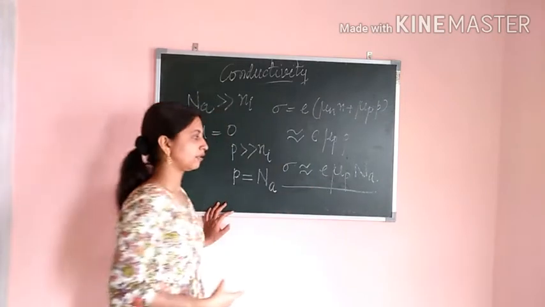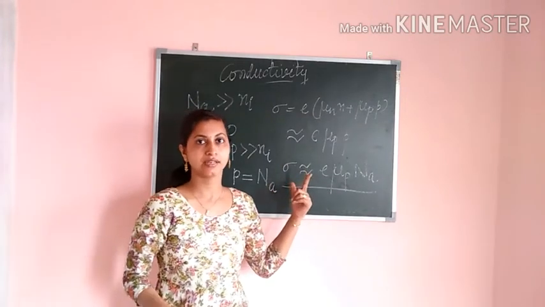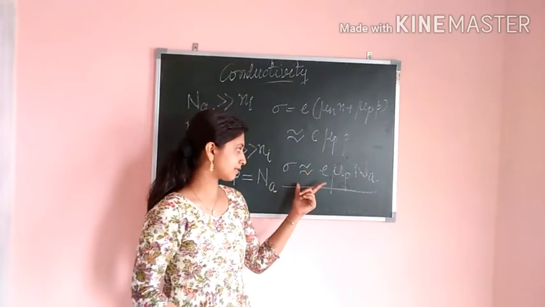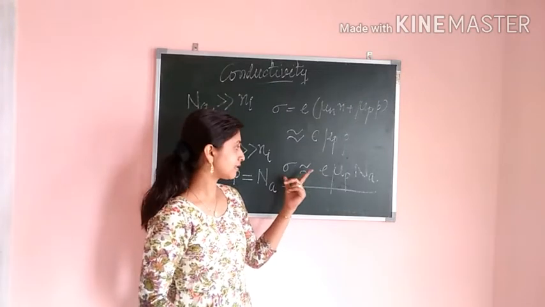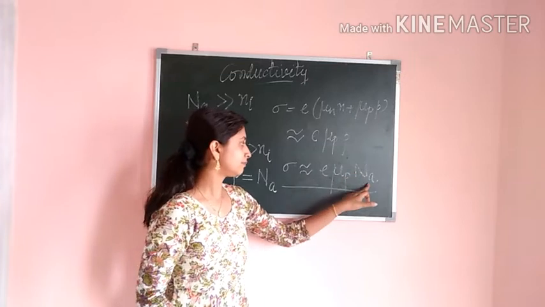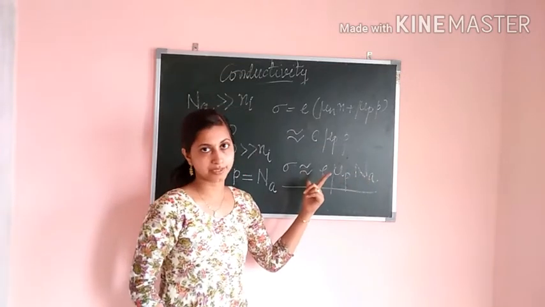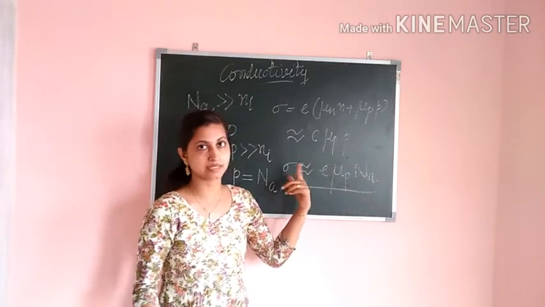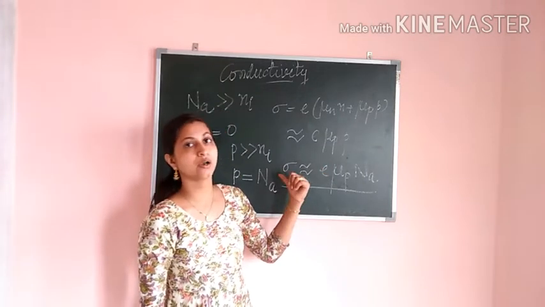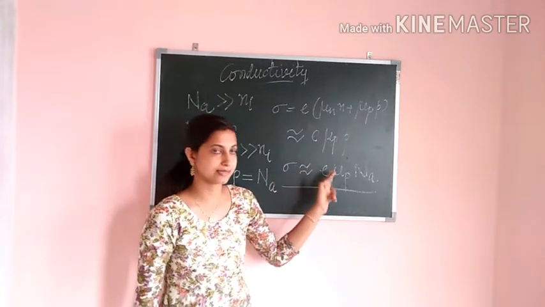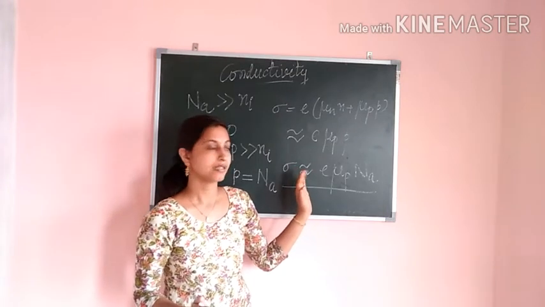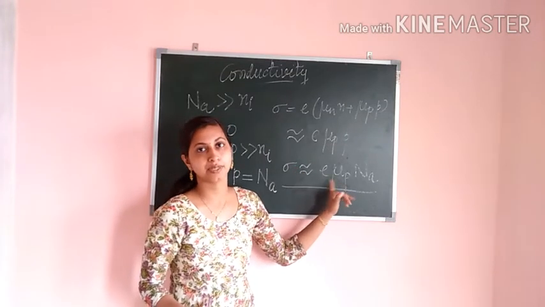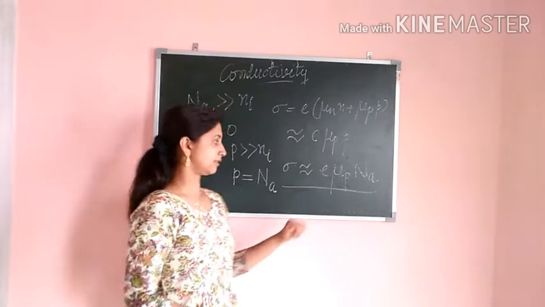From this expression, we can see that for the case of an extrinsic semiconductor, the conductivity or resistivity is a function of majority carrier parameters. We can conclude that the conductivity or resistivity of any extrinsic semiconductor will be functions primarily of the majority carrier parameters.